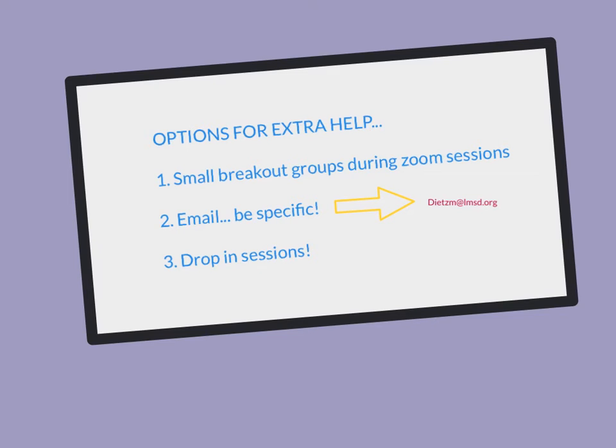Occasionally, your student might need some extra help. For this, we're first going to be having small breakout groups during our Zoom sessions. This gives them a chance to ask their peers questions, but also I pop into those breakout groups to answer their questions. The other option is through email. I've encouraged the students to be really specific when they send emails. Tell me which question you're working on and what assignment, so that I can help you quickly and efficiently.